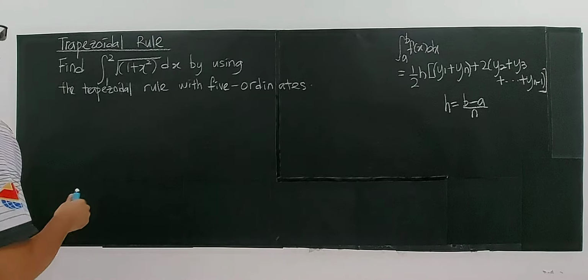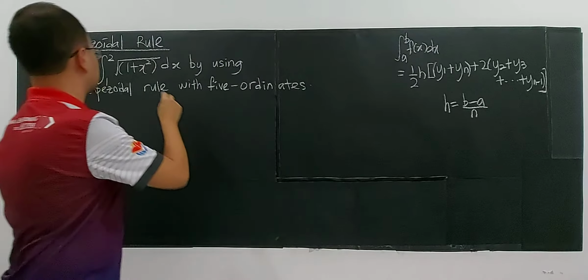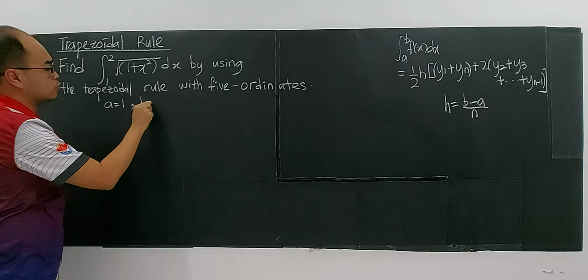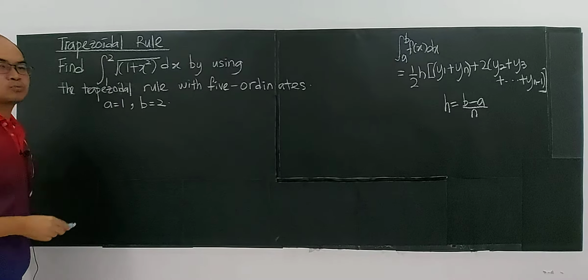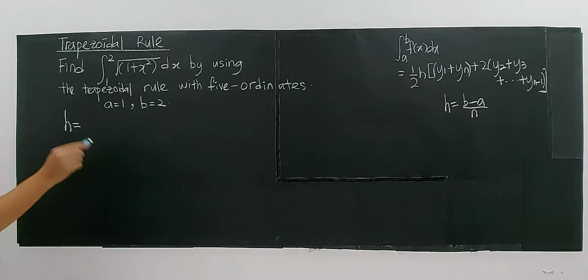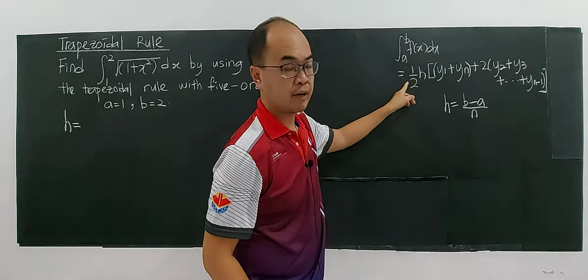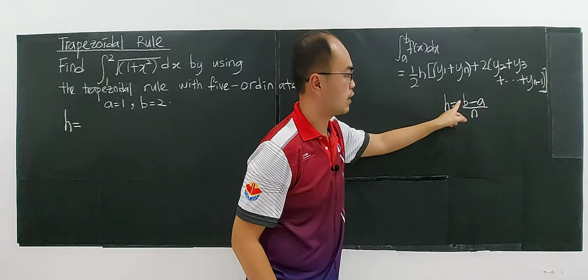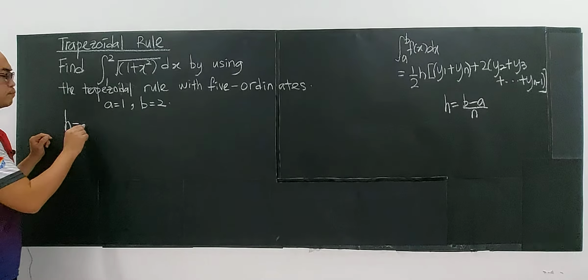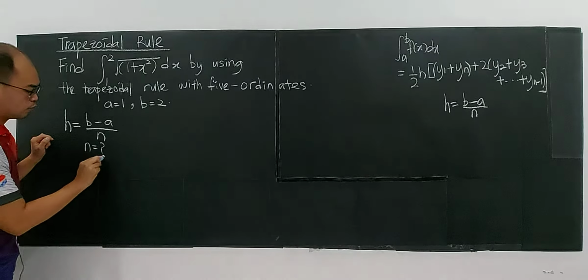So as you know, you need to identify your a and b. In this case, a is 1 and b is 2. Then the value of h. Just focus on this formula: there you have a half, then you have to find h, and h is defined as (b minus a) over n. So what is the value of n?